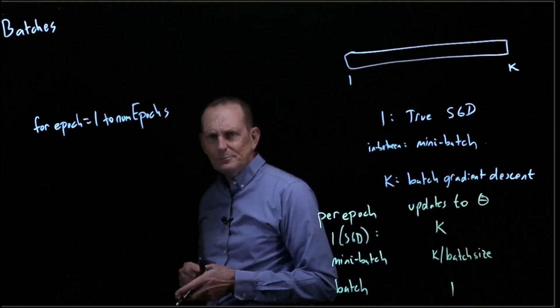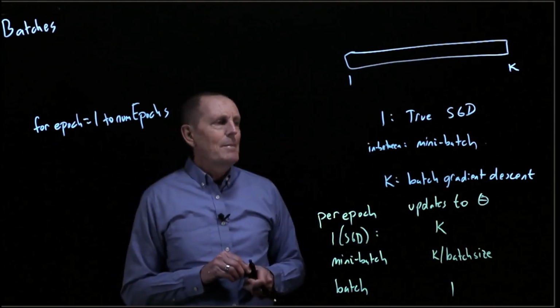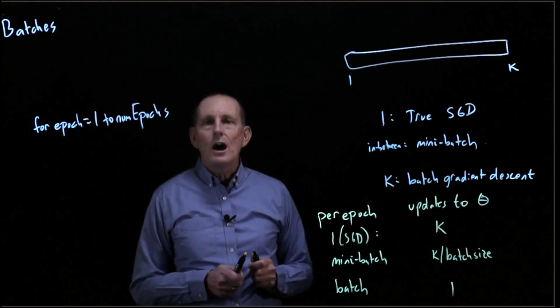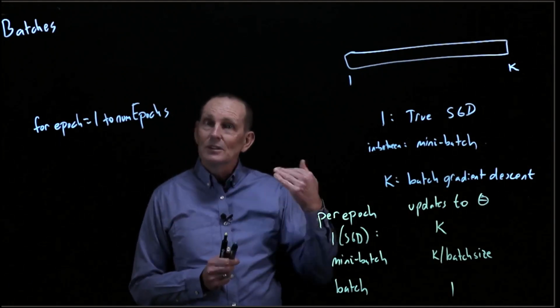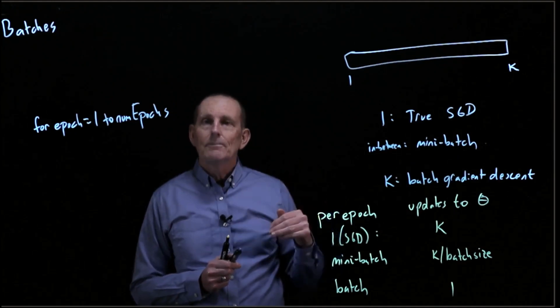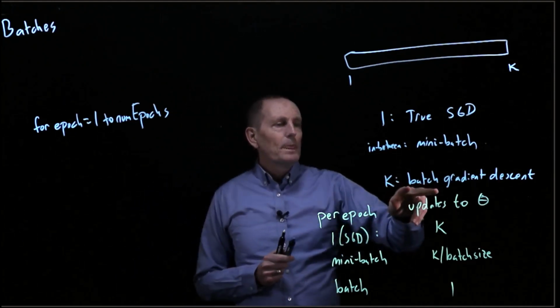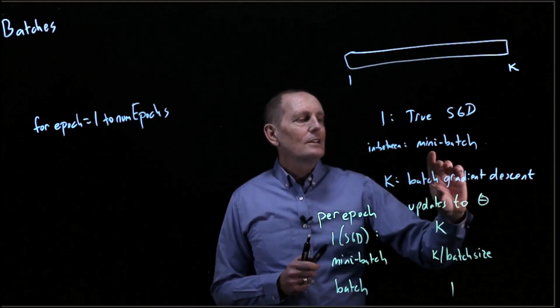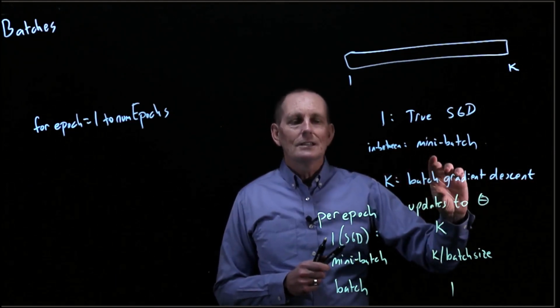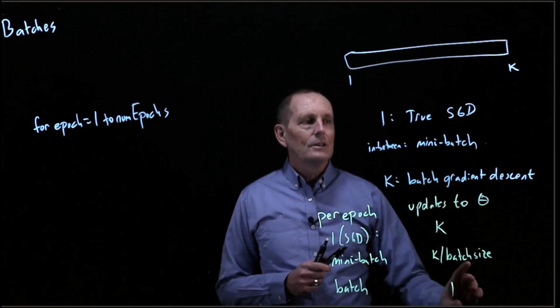Why does that matter? Well, the reason that matters is a lot of the cost of computing the gradient is actually just computing the gradient for every one of the training instances, right? So in this case, we're computing the gradient for all k training instances and then updating theta once.